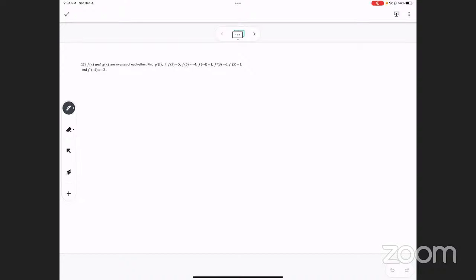So, okay. So f of x and g of x are inverses of each other. Find g inverse, or the derivative of g at 1. All right. Well, we know that f and g... Let's just write out what we know.